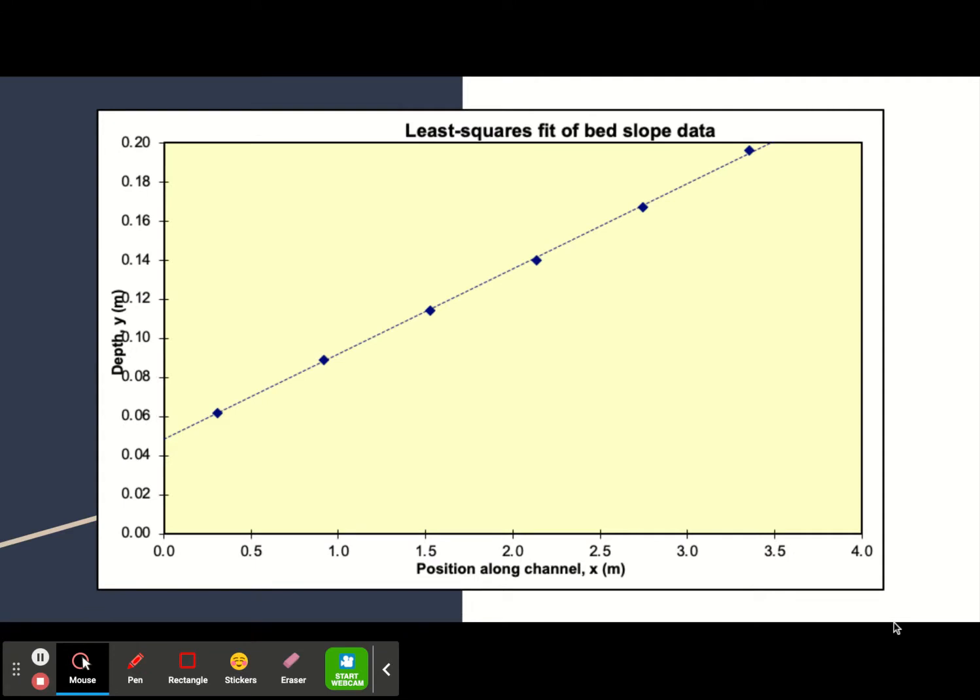And finally, the last graph, which is shown on the screen, is a comparison of the experimental and theoretical S1 profiles. The sharp point on the graph is the experimental data, and the line represents the theoretical data. The experimental data has a linear trend and seems to line up closely with the theoretical values. The depth increases as the X position along the channel increases.